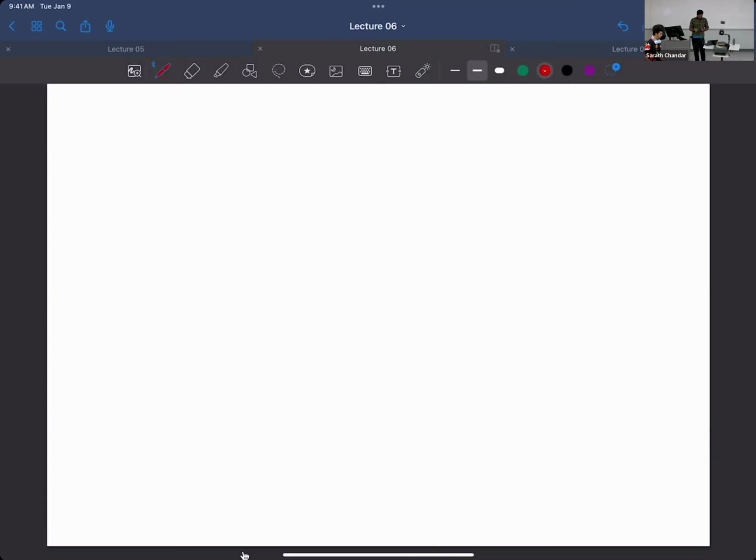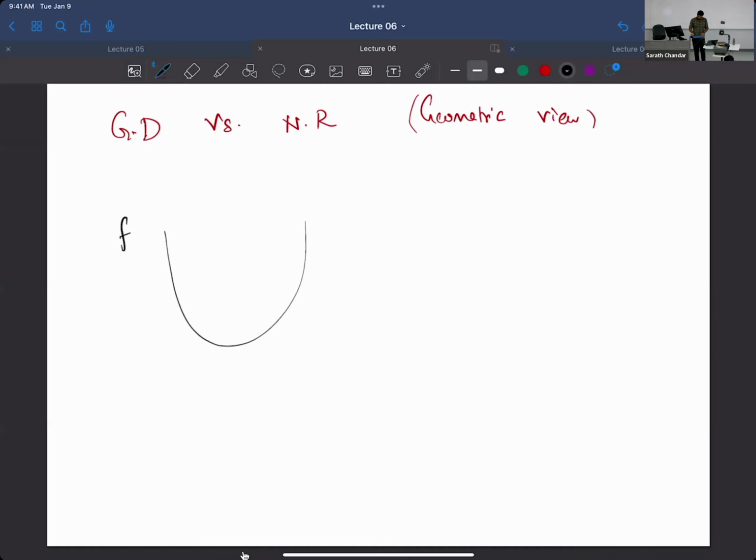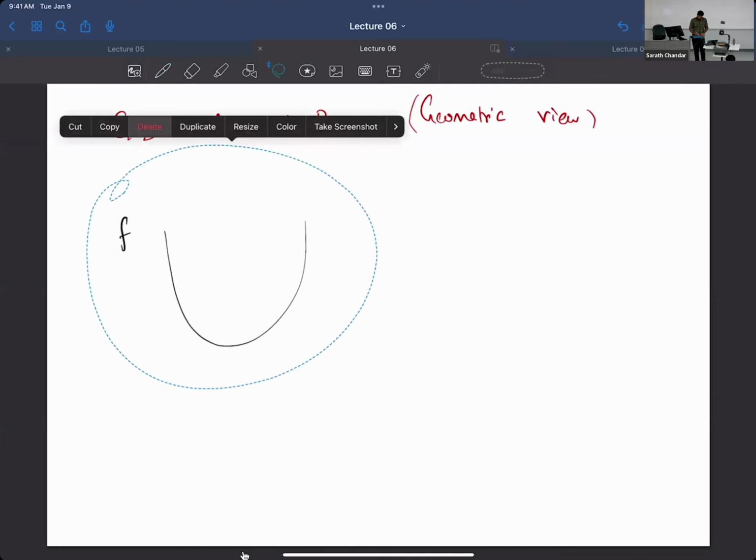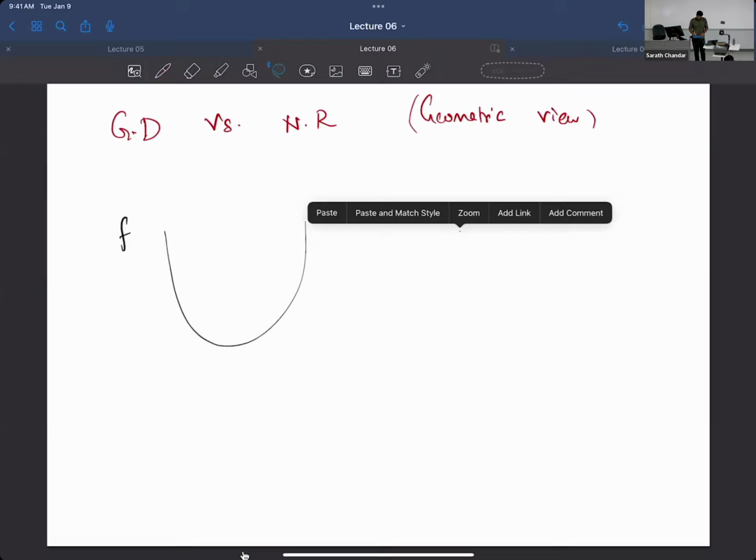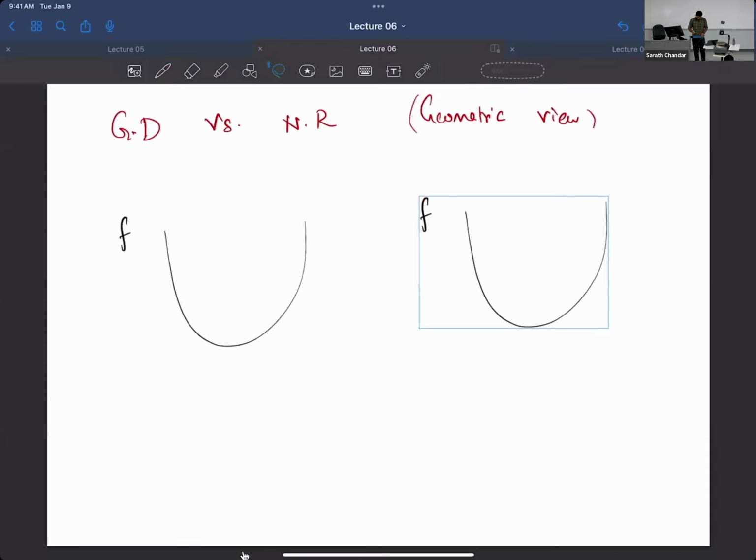We'll do this based on their geometric views. So I'm going to do gradient descent versus Newton-Raphson, the geometric view. Let's say I have a function like this. Let's copy the function twice just to have a consistent picture.